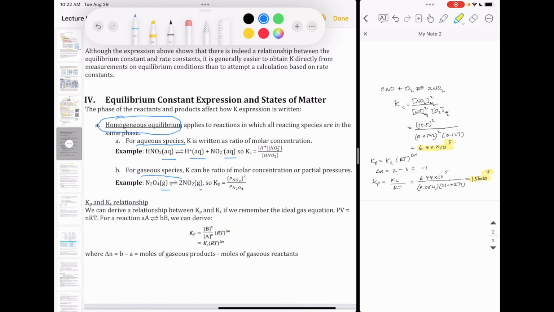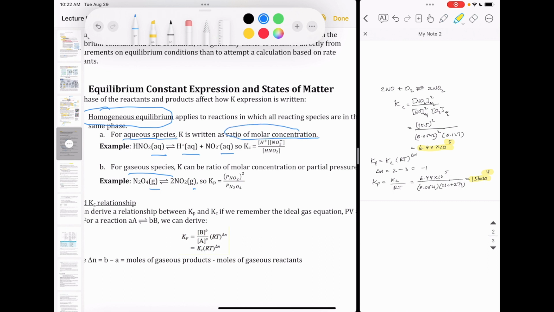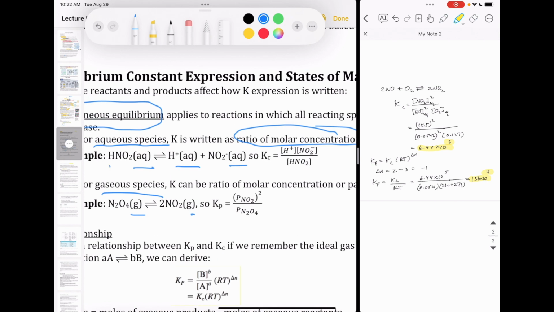So for aqueous species, the K is simply just the ratio of molar concentrations as we've seen before. So if you have a reaction like this, where you have nitrous acid breaking apart into a proton and the nitrite ion, the Kc expression is just that, right? It's the product, proton raised to the first power times the nitrite ion raised to the first power, divided by the nitrous acid concentration at equilibrium.